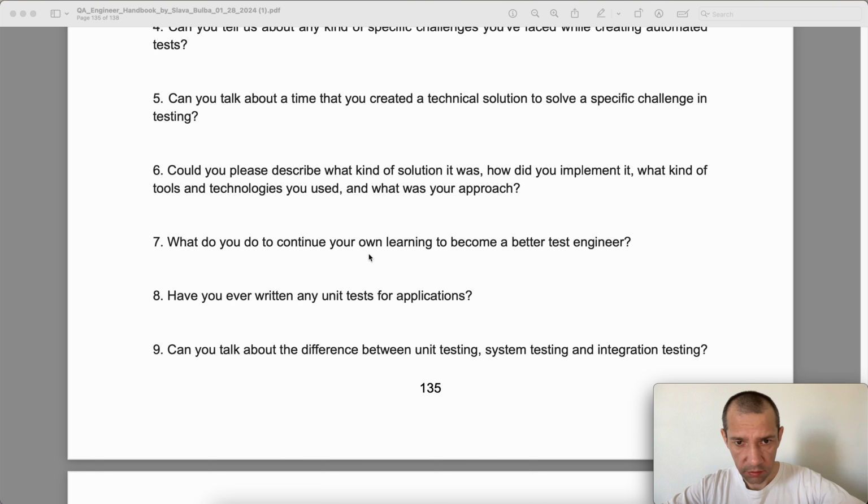What do you do to continue your own learning to become a better test engineer? So I answered that I'm following some groups and newsletters to see what is in trend. From time to time I'm learning new tools like Playwright, Cypress. Have you ever written any unit tests for an application? For this one I told yes, but honestly speaking, it's the developer's responsibility.